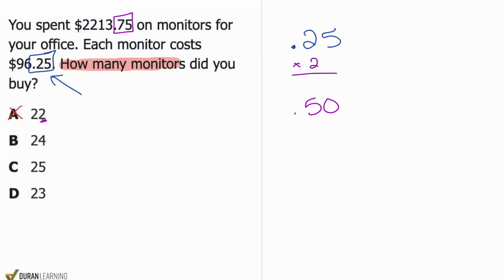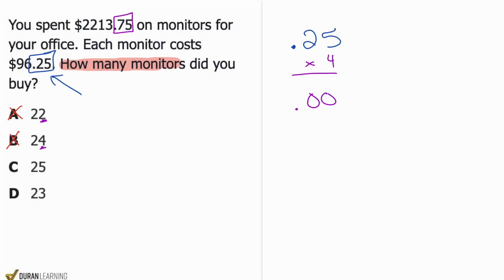Okay, so guess what? A's not the answer. And guess what? B's not going to be the answer either. How do I know that? Because if I multiply 25 cents by 4, everybody, what's 25 cents times 4? What's that going to be? Yeah, that's 100 cents. That ends in 0, 0. That's not going to work either.